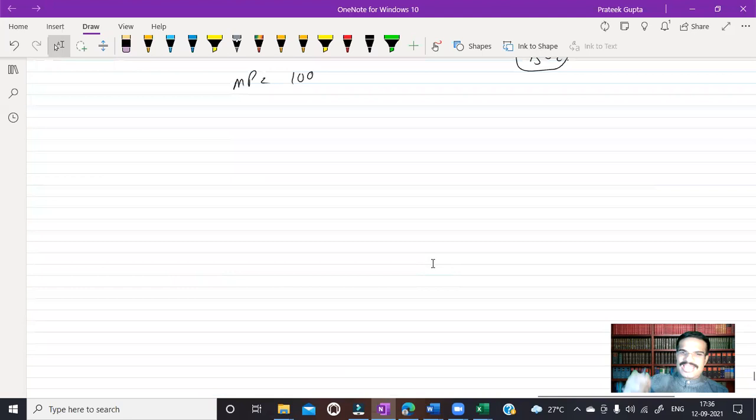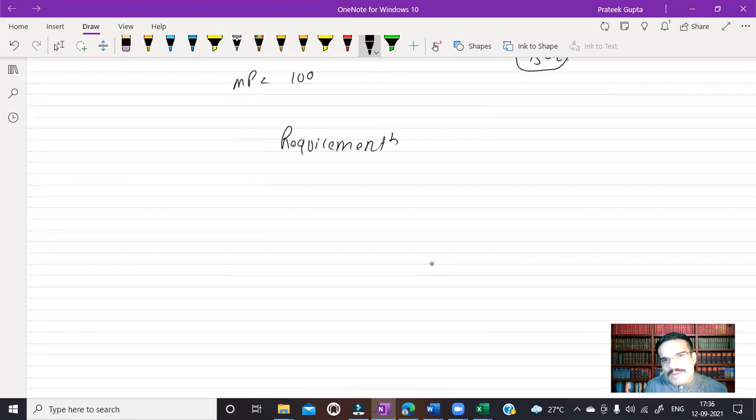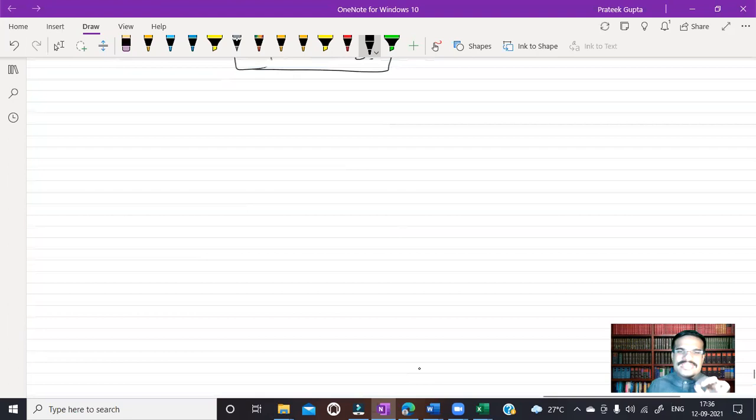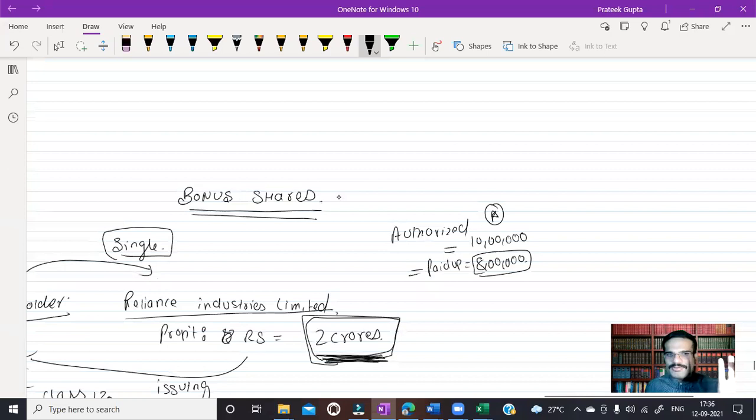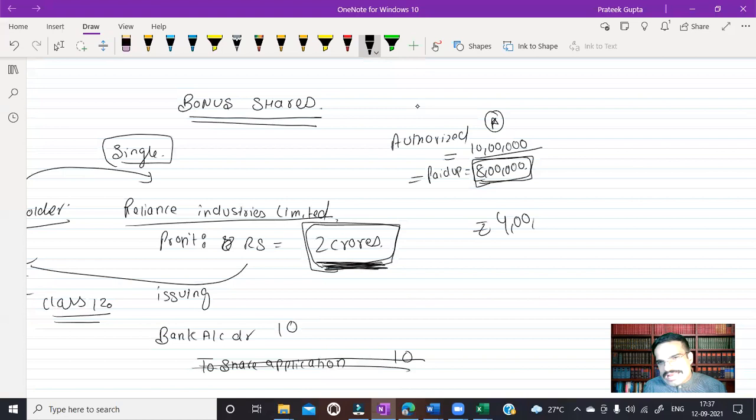So, sir, I have a doubt. If the company is planning to issue bonus shares, what are the various requirements? Let me tell you with an example. See this. This is Reliance Industries. Let's say the authorized share capital is 10 lakh. Paid up capital is 8 lakh. The company wants to issue bonus shares of rupees 4 lakhs.